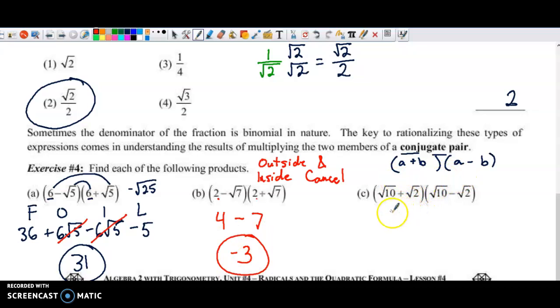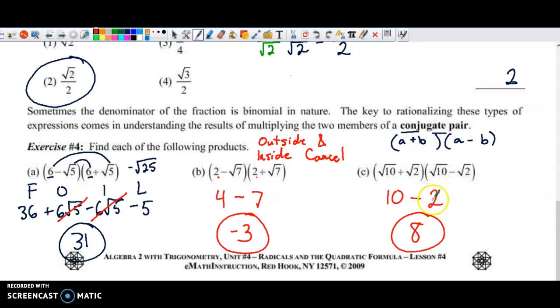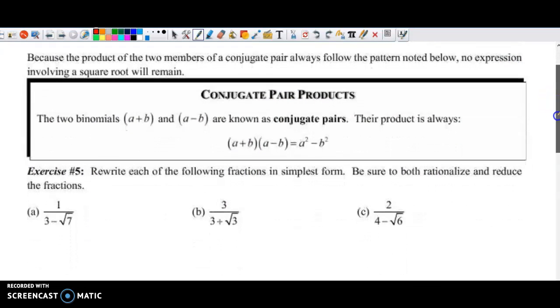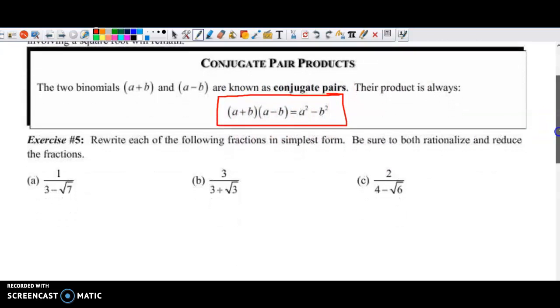So the next one, really the same thing, root 10 times root 10 is just regular 10. The outside would be negative root 20. The inside would be positive root 20. They cancel, and that root 2 times negative root 2 is 2, and 10 minus 2 is 8. So there's definitely a shortcut going on here, and if you're not familiar with the shortcut, my suggestion would be to go ahead and FOIL, and you'll still get the right answer, as long as your math is right. So in case you forgot those rules, here is your rule. Put a box around that or highlight it.